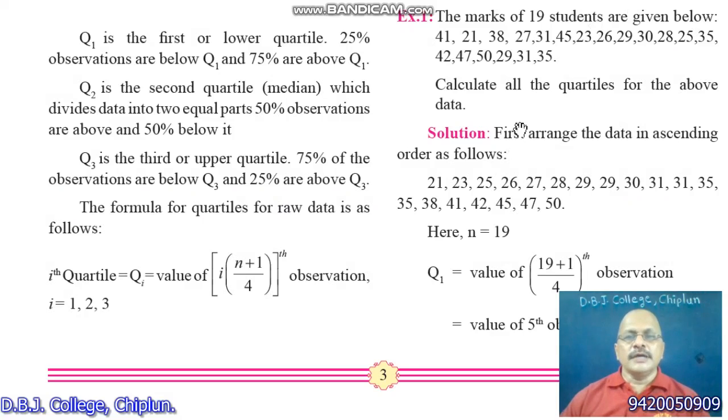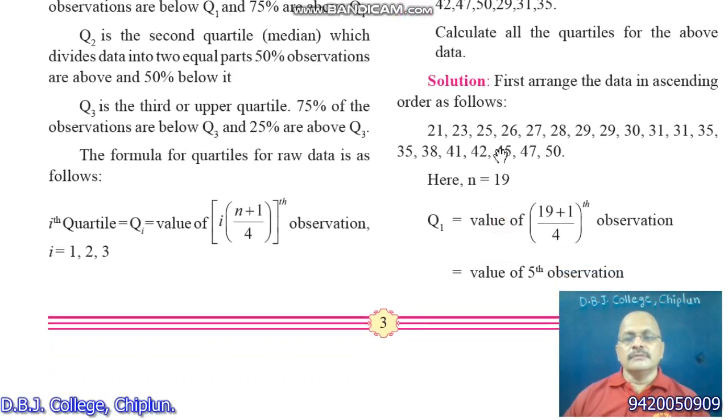Let us study the solved problems. The marks of 19 students are given below: 41, 21, 38 and so on. Calculate all the quartiles for the above data. All the quartiles means Q1, Q2 and Q3. First thing we have to do is arrange the data in ascending order as follows. That is, starting from the smallest one, write all the numbers sequentially up to the largest number. So the total number of observations after counting is n.